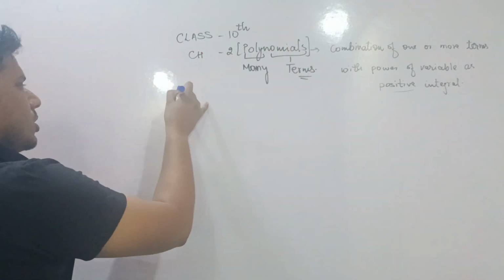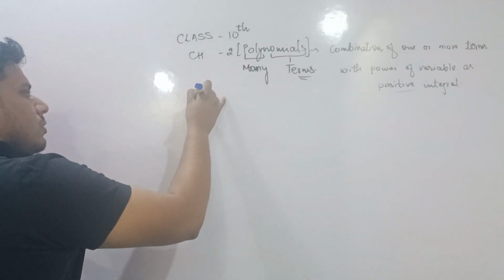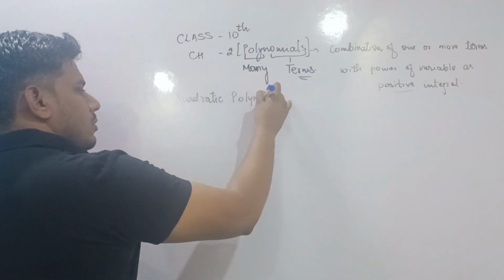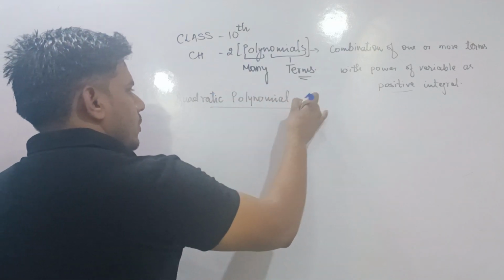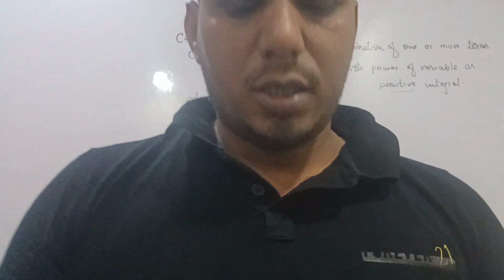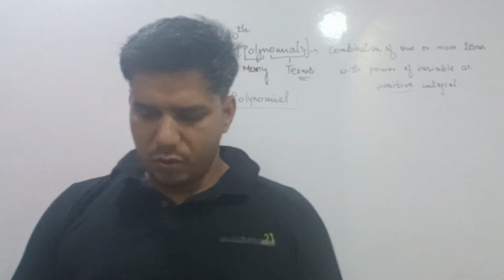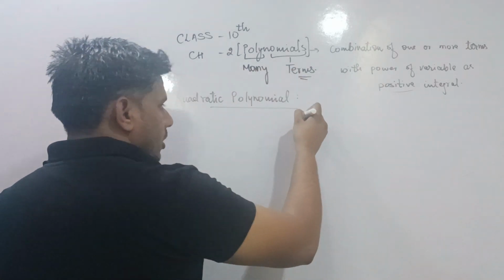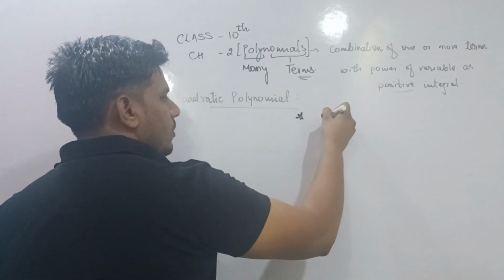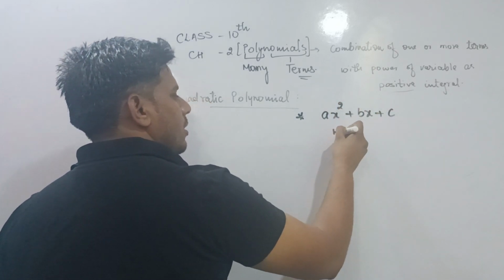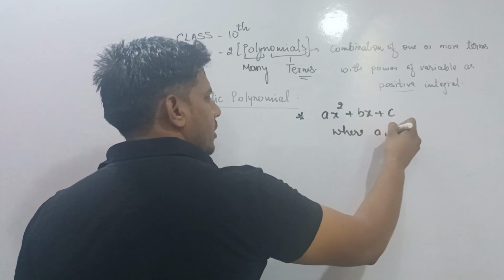So first we are going to start with the quadratic polynomial. First we will discuss about the standard form of the quadratic polynomial here. Standard form of quadratic polynomial you all know. Okay, don't know? Okay. So look at the example here. Look at the board here. Standard form of quadratic polynomial is ax square plus bx plus c, where a, b and c are constant.